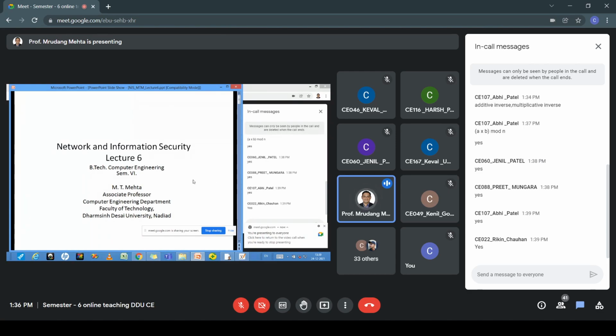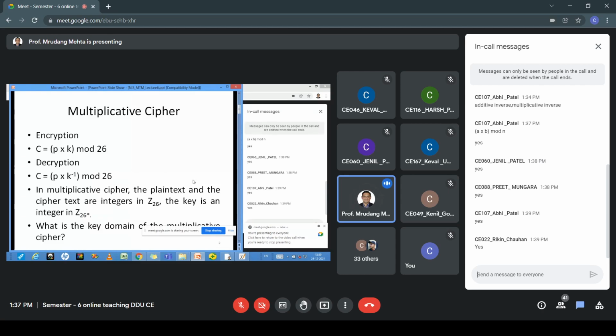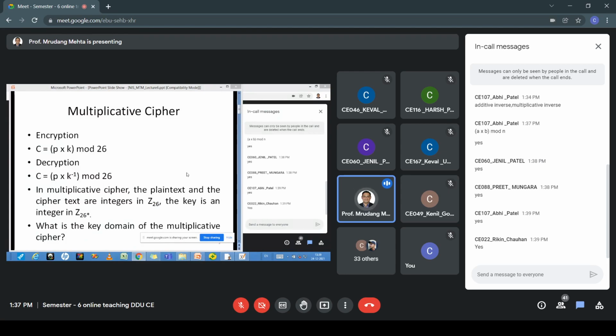So today's first topic is the multiplicative cipher. The multiplicative cipher was already discussed in your lab also, so there will be a little bit of revision. But after that, we will take up one more topic which is not discussed in the lab. Even if it was discussed in the lab, I would like you to pay attention so that if your concepts are not clear, it will help you clear them.